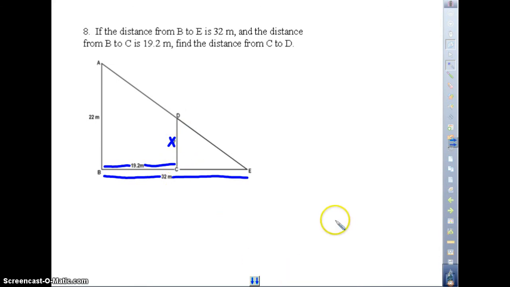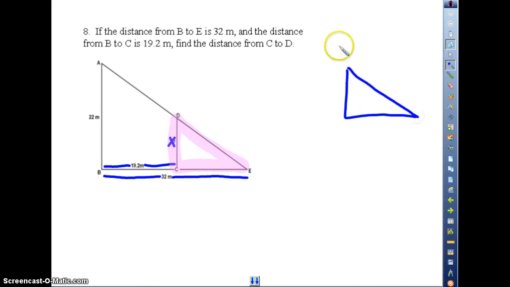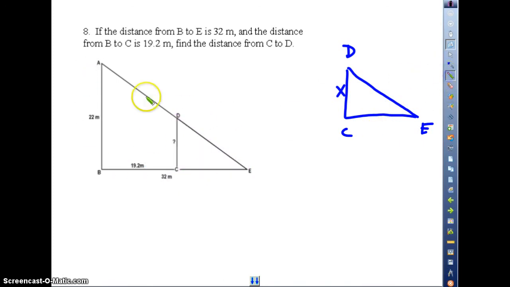All right? Well, on our last retest, a lot of you guys got this problem wrong. And you will see this on the STAR test. I see two triangles and they're both similar. I see a small triangle here, and I'm going to draw it out here so you can see it. Here is D, here's point C, and here's point E. And here is X, that's the distance we're trying to find. Then there's the large triangle, and that's the other triangle that's similar.